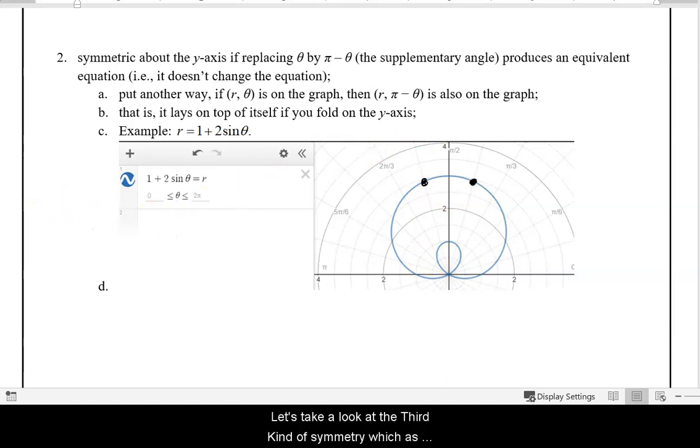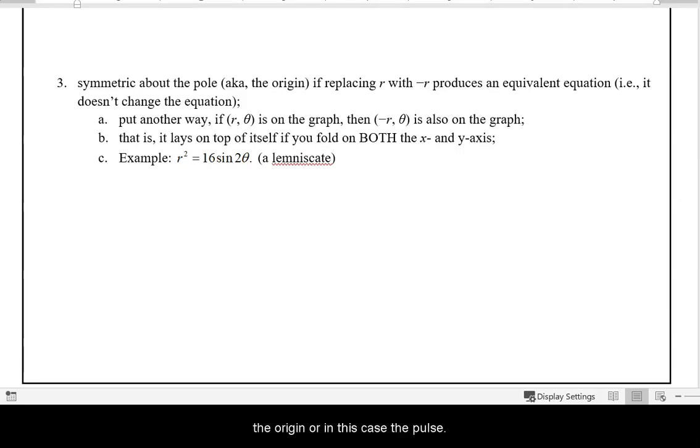Let's take a look at the third kind of symmetry, which, as you know from rectangular systems, is symmetry about the origin, or in this case, the pole. In this case, if we replace r with negative r and it doesn't change the equation, then we must have a pole symmetric graph, or in rectangular coordinates, we would call it origin symmetric.